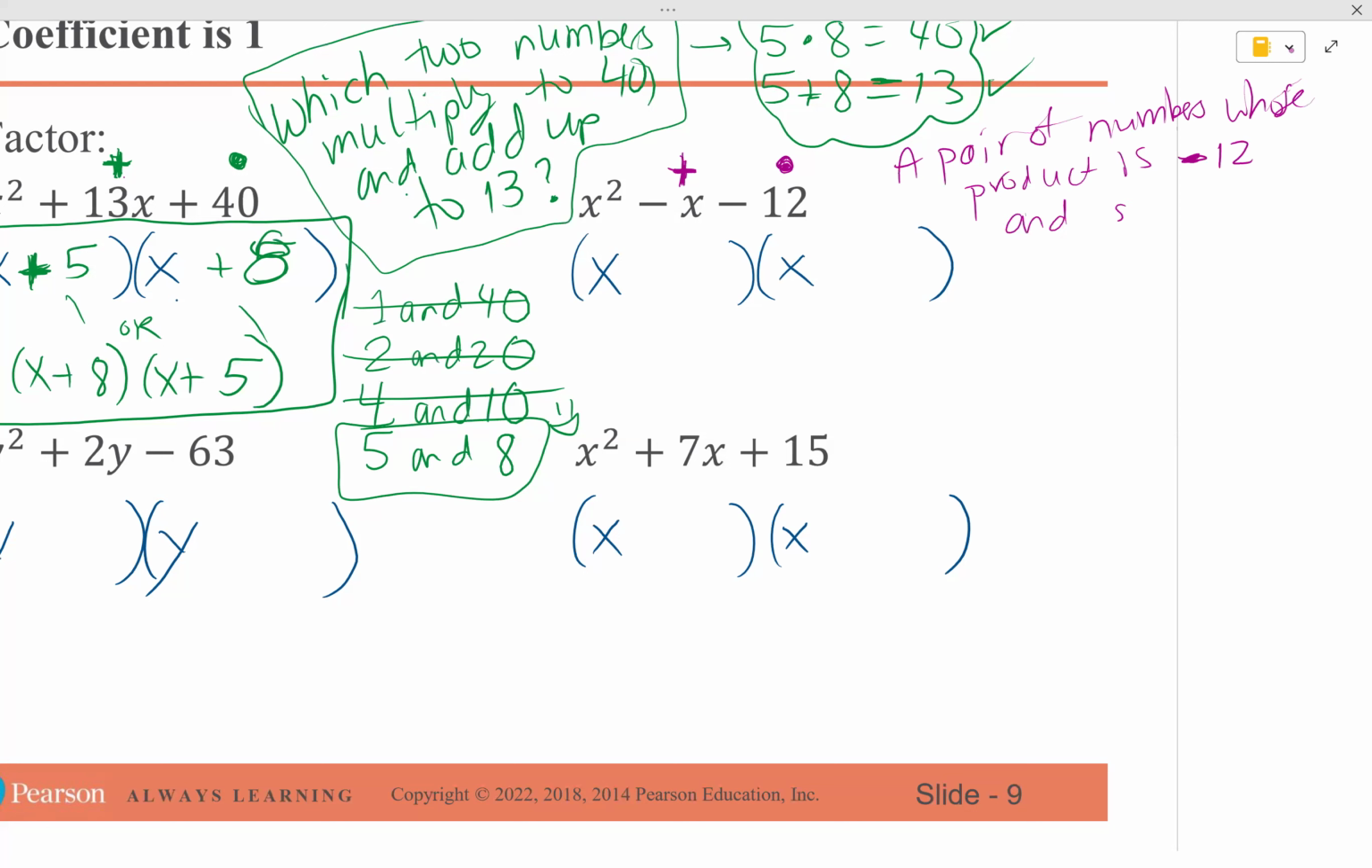And the sum is -1 because that's the coefficient in the middle. So usually, like I said, I think it's better to start with the product one. Okay, they have to multiply to -12. What kind of options do we have here?